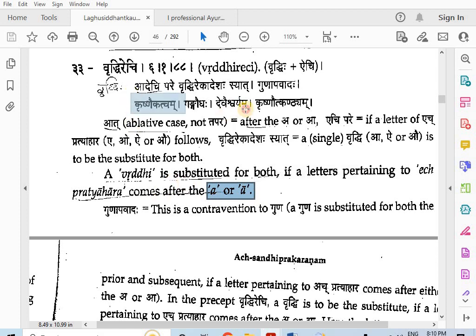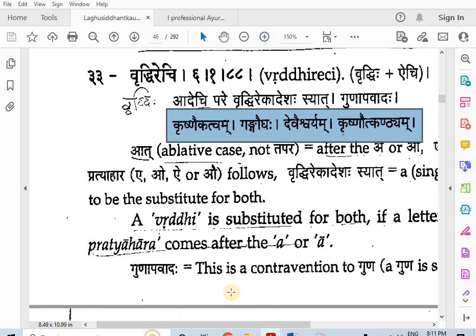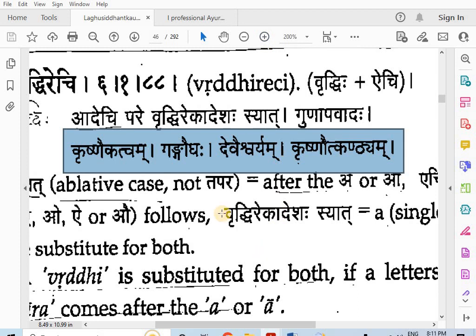Now here are some example students from Laghu Siddhant Kaumudi, should be important for exam purpose. They could ask you the question from these examples. First example, let me just zoom. Please note it down. Everyone note down who are attending the class now and who will watch this video later.